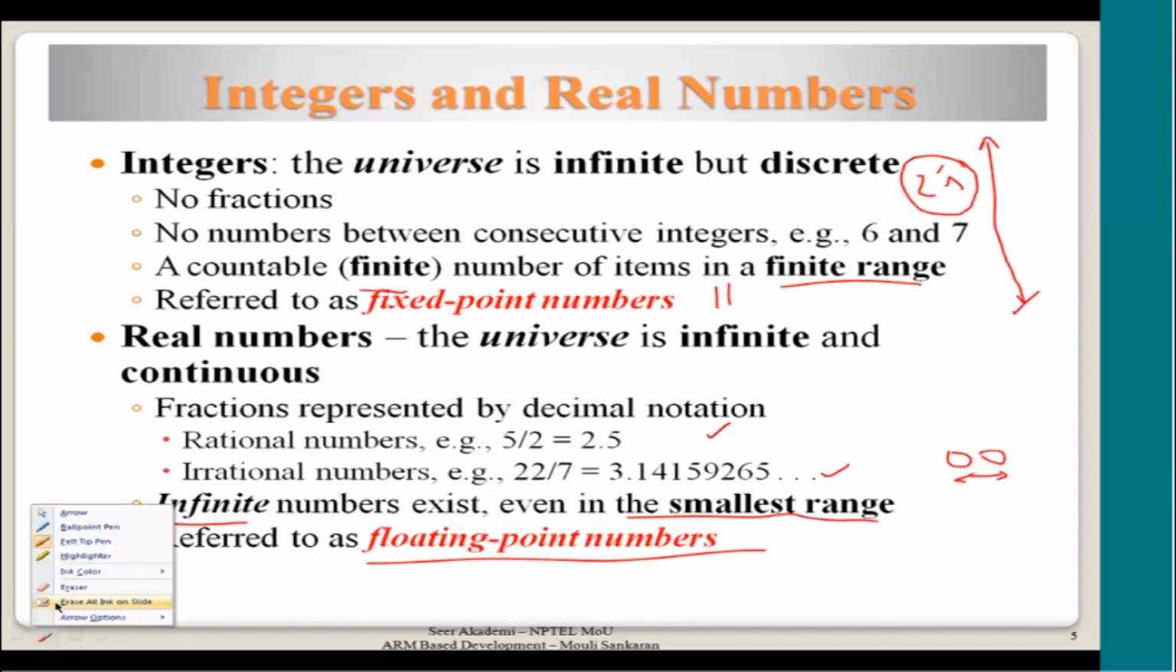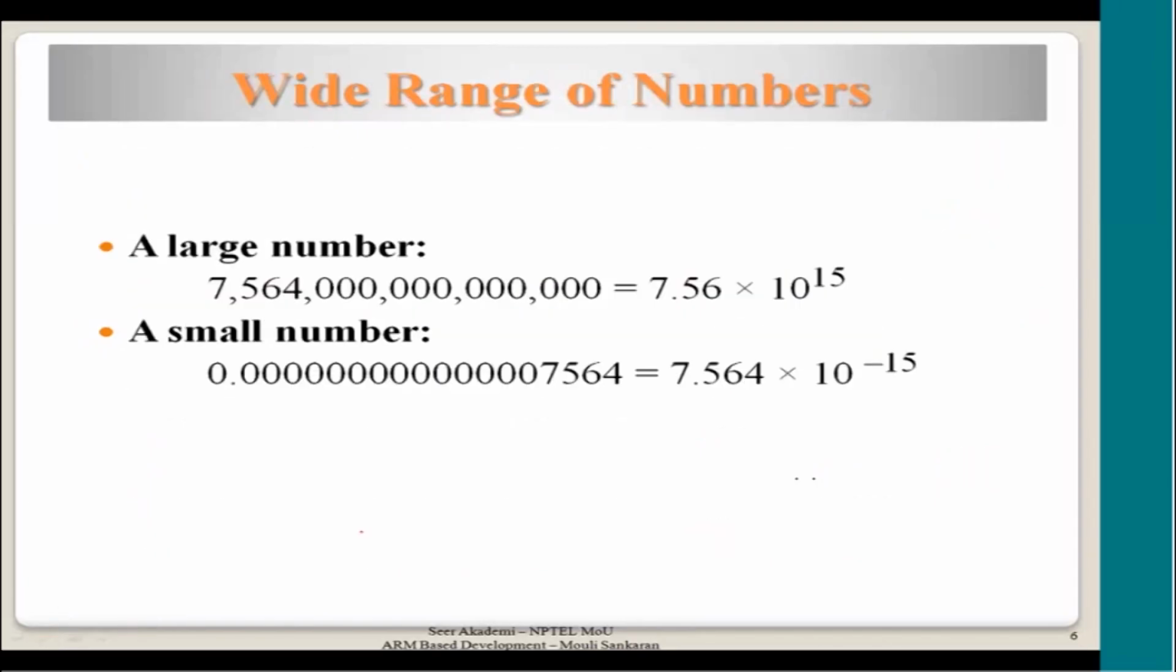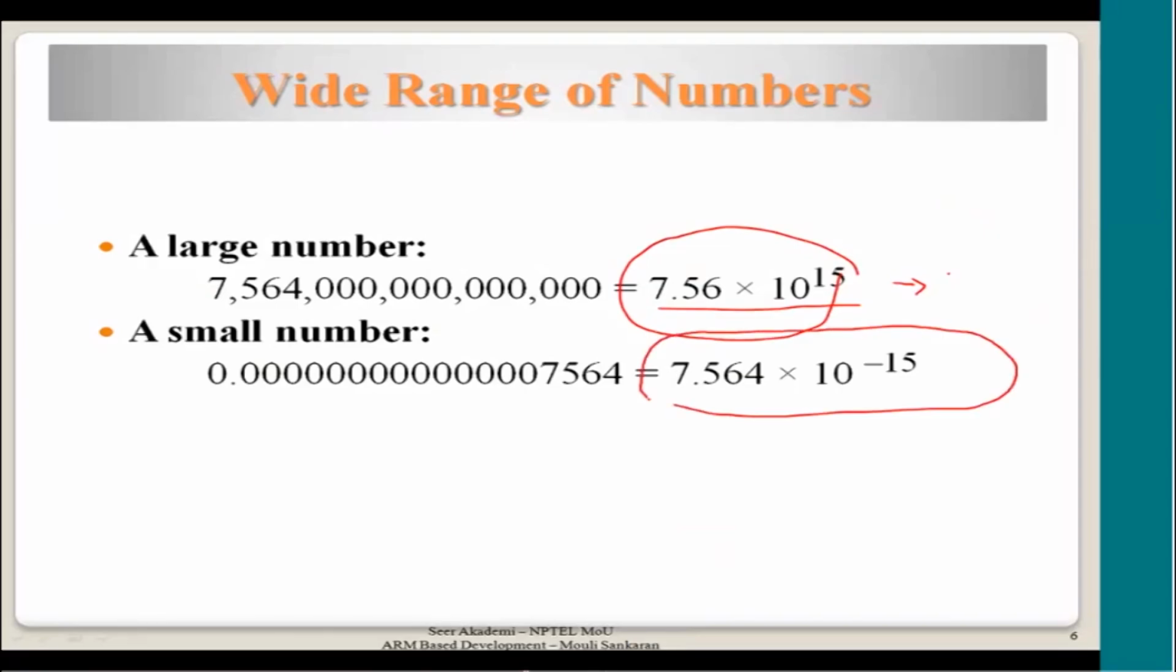Now, a typical example. It's not that this is the largest number I can see. I can find any number I give you, you can always find another number which is bigger than this. Similarly, if I give you a smaller number, if I call it the smallest number in the real number range, you can always give me a number which is smaller than this. So there is no limit to the real number range.